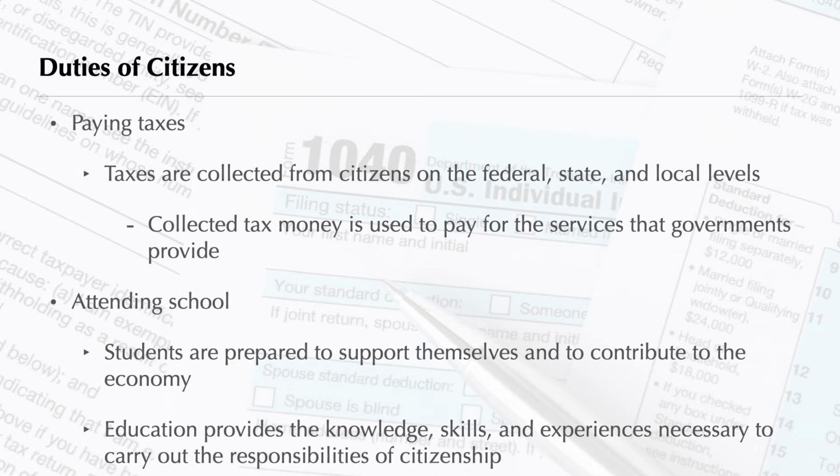Our society depends on our schools to teach young citizens the knowledge and skills they need as they are growing up and when they become adults. One purpose of school attendance laws is to make sure that young people are prepared to support themselves and to contribute to our economy. Another important task of the schools is to give students the knowledge, skills, and experiences they need to carry out the duties and responsibilities of the office of citizen.